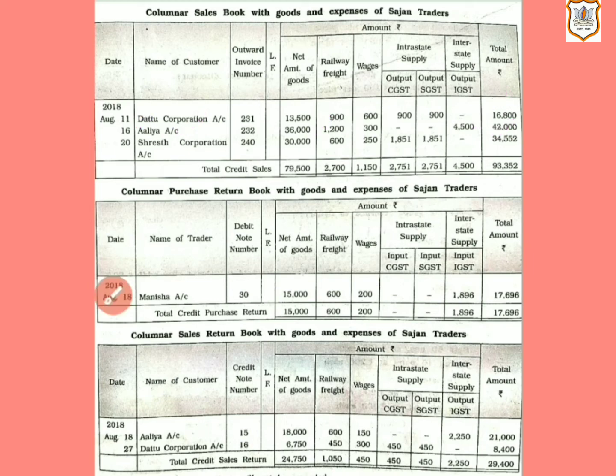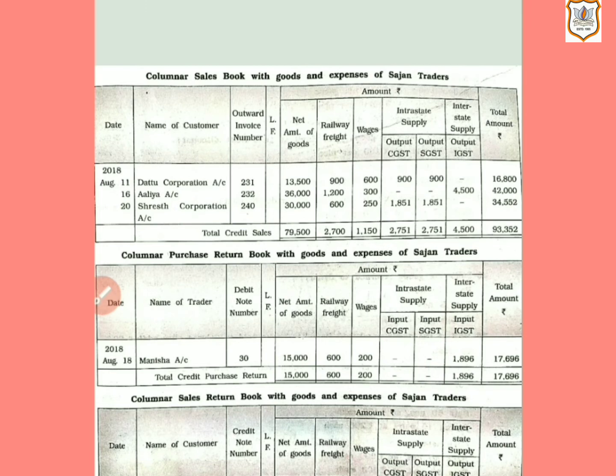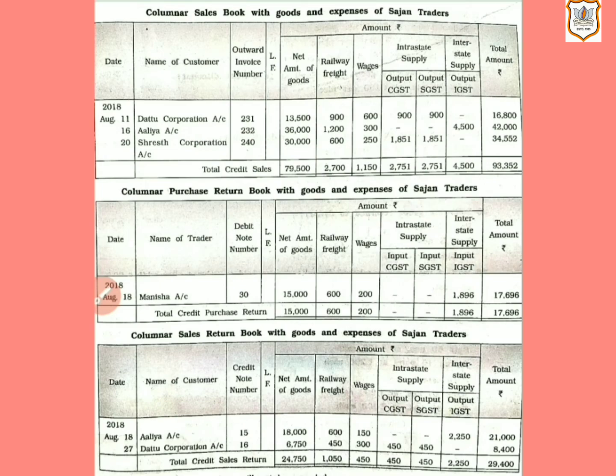Then next transaction, in the same transaction number 18th, Alia has returned 50% goods. The proportionate amount of GST, railway freight, and labor charges are adjusted. Credit note number is 15. These goods are immediately returned back to Manisha. The proportionate amount of GST, railway freight, and labor charges are adjusted. Debit note number 30.